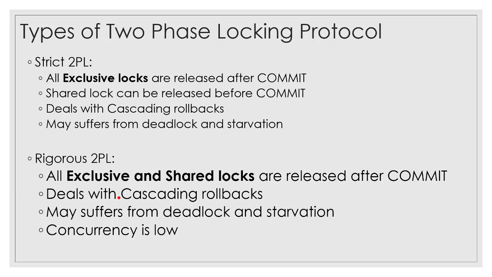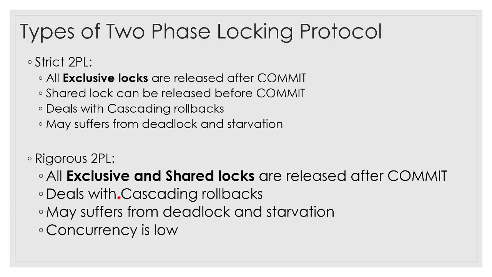The shared lock can be released before commit. It deals with cascading rollback, and how it is dealing with cascading rollback will be clear to you later, but it may suffer from deadlock and starvation. The next kind of 2PL is rigorous 2PL, where all the exclusive and shared locks are released after the commit.